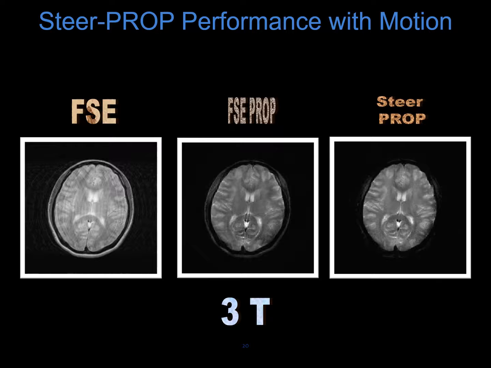In the third experiment, for assessing the motion robustness, the volunteer was asked to perform a predetermined head motion task, and during this procedure, a standard FSC sequence, FSC propeller sequence, and the steer prop sequence were used for the acquisition. As shown, the images acquired from the FSC sequence showed severe ghosting artifacts due to motion. The motion artifacts were corrected in the images from both FSC propeller as well as steer propeller. Steer propeller again had image quality comparable to FSC propeller, while the steer prop images were acquired in just 1/3 the scan time. This experiment was performed at 3 Tesla.